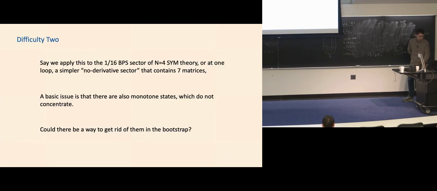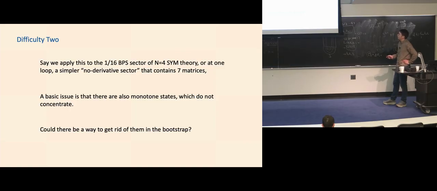I'm almost finished, so let me mention another difficulty you need to deal with. Say you apply this to the 1/16 BPS sector of N=4 super Yang-Mills theory. That is probably a little bit too complicated, but at one loop there is this nice no-derivative sector that previous speakers discussed that contains 7 matrices, which is perhaps pretty tractable in terms of what people have already done in matrix bootstrap.